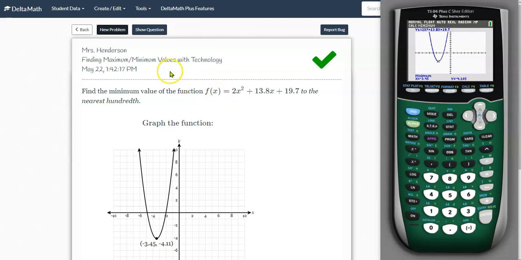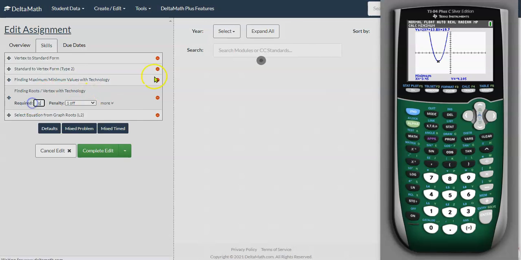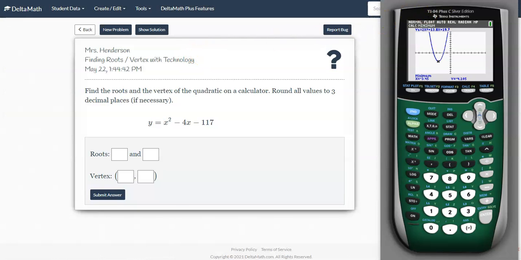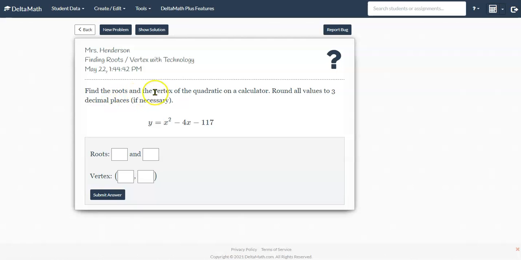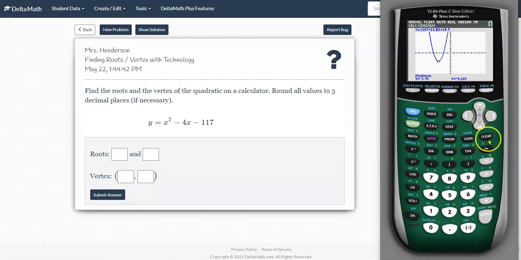Fantastic. So that's how you use technology to find a minimum or maximum value. Let's look at the 4th section, which is find the roots and the vertex of the quadratic on a calculator. Round all values to 3 decimal places. So that's the thousandths place.